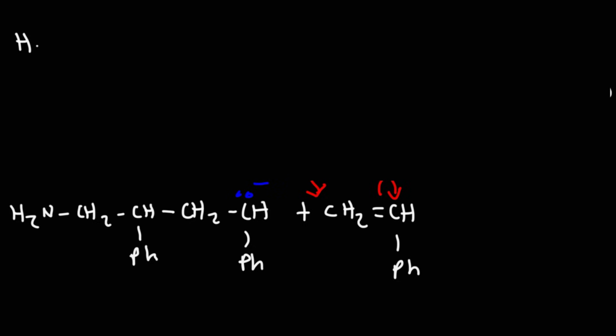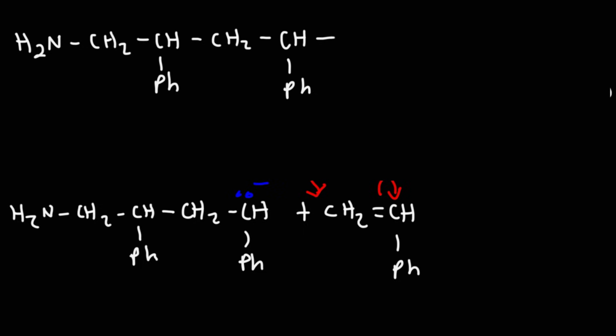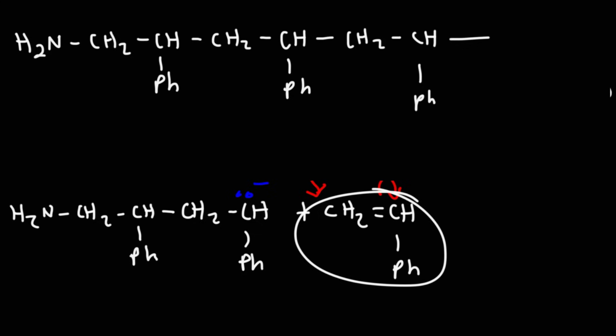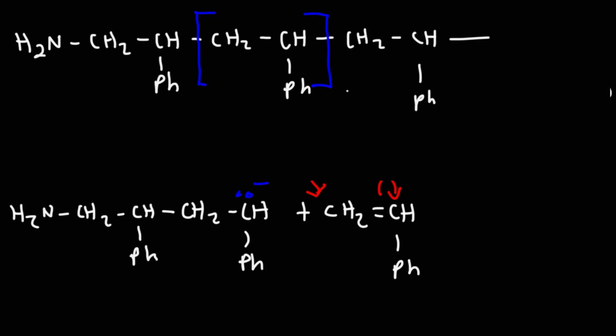So at this point, you can clearly see the repeating unit in this chain. And we can draw it based on the monomer. So I'm going to start with the CH2. And the CH in the phenyl group will be on the right side of the bracket. So that is the repeating unit of the polymer.